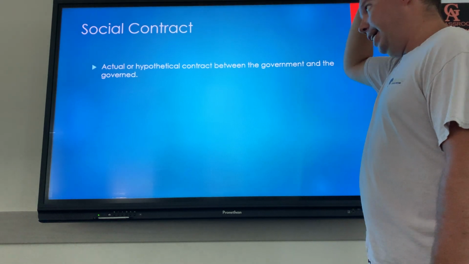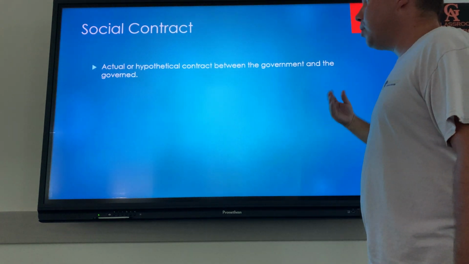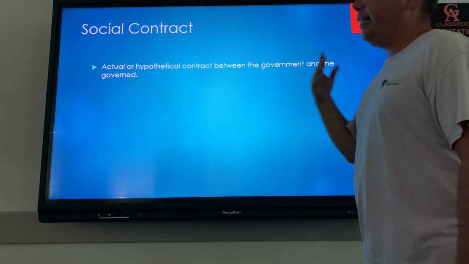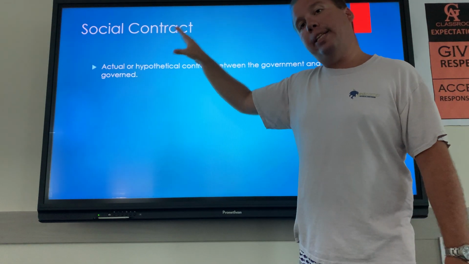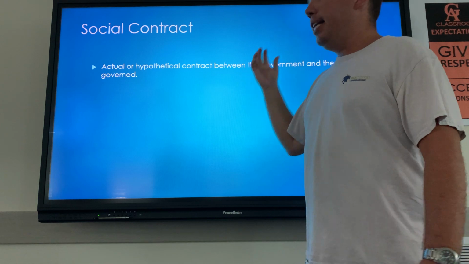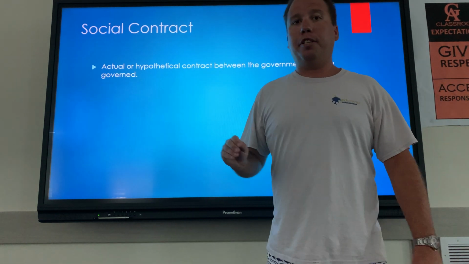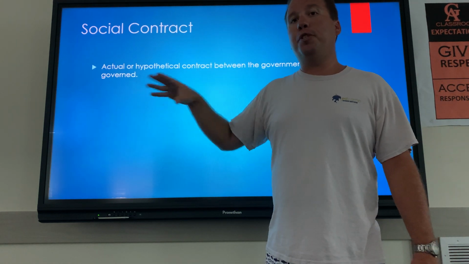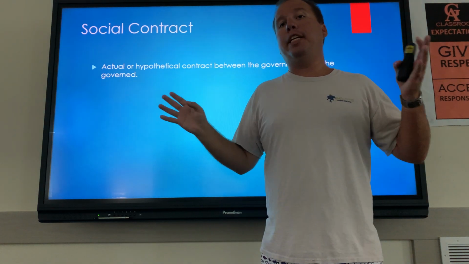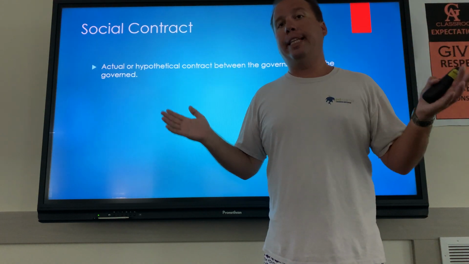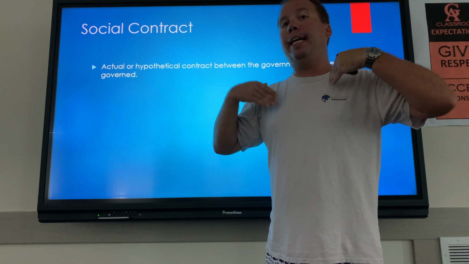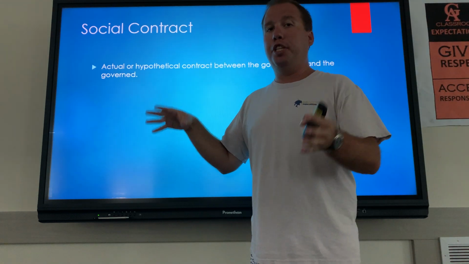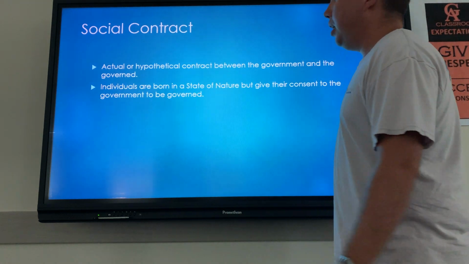Social contract is an actual or hypothetical contract between the government and the governed. This goes right along with consent of the governed, okay? That you choose to enter into this agreement, okay? You choose to be a part of our society. No one is forcing you to follow our rules or do anything. By being a functioning member of society, you are choosing to enter into this agreement.